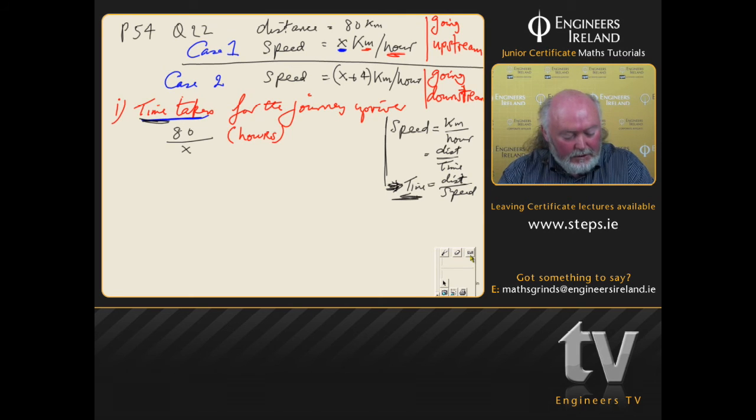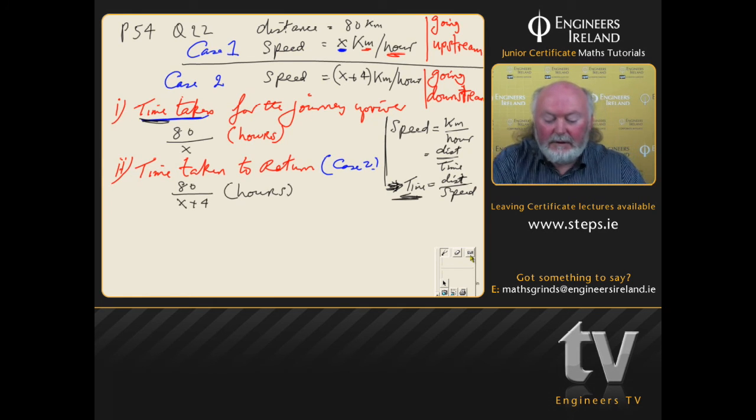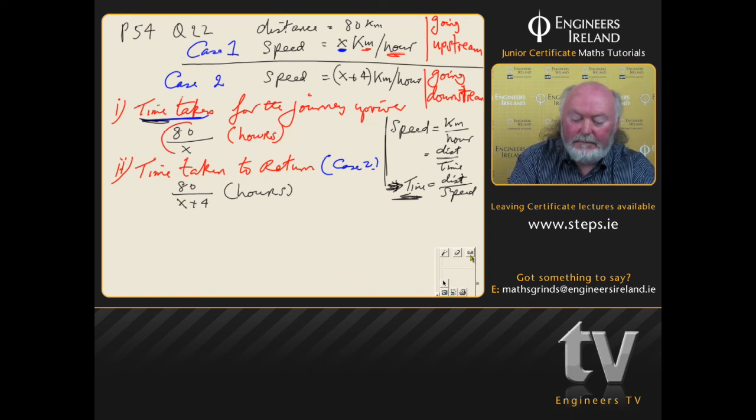What was the time taken for the return journey? That's our case 2. They're 2 times. Now it's saying, if the difference in the time was 1 hour, find the value of x. The difference is 1 hour. Which of these do you believe will give you the biggest answer and the smallest answer?